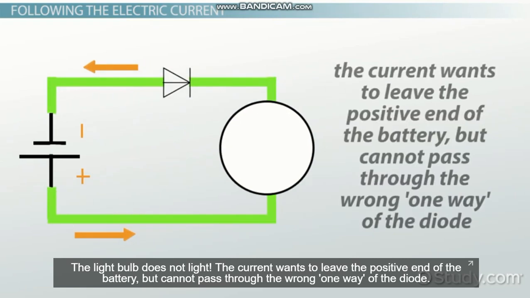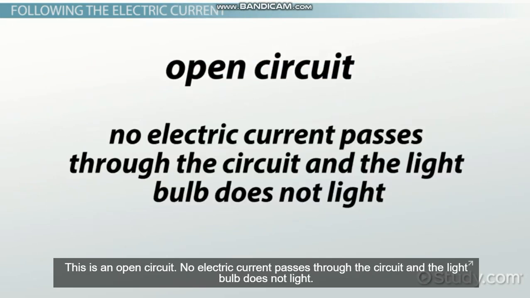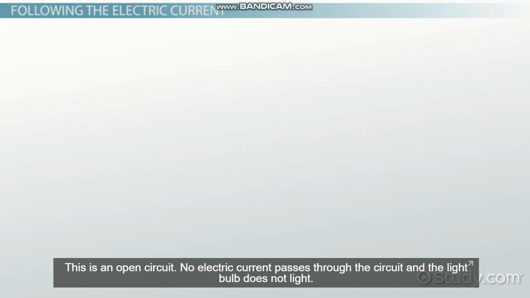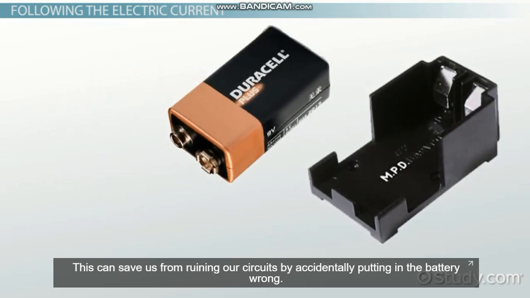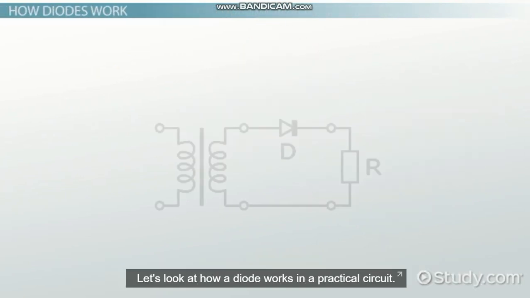The current wants to leave the positive end of the battery, but cannot pass through the wrong way of the diode. This is an open circuit. No electric current passes through the circuit, and the light bulb does not light. This can save us from ruining our circuits by accidentally putting in the battery wrong. Let's look at how a diode works in a practical circuit.